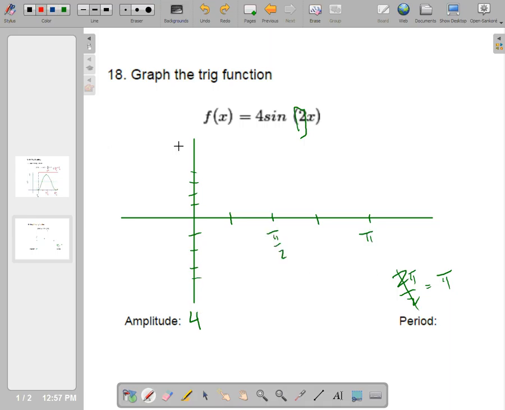And I know that a sine curve starts here, goes up to its maximum, back to the midline, down to its minimum, back to the midline. So my sine curve looks something like this. And that's it for trig graphing.